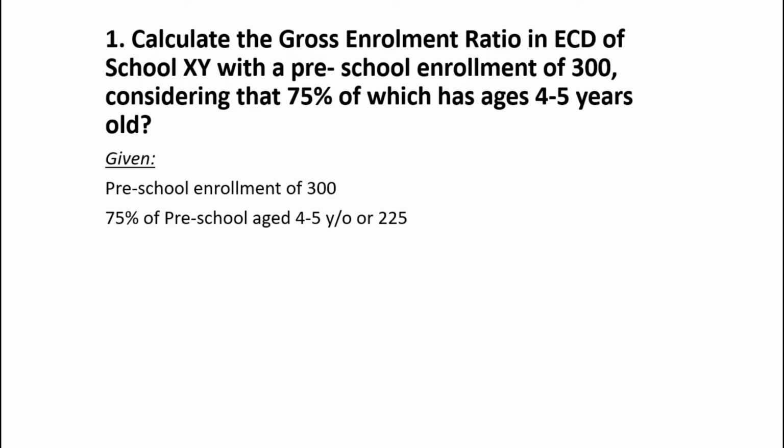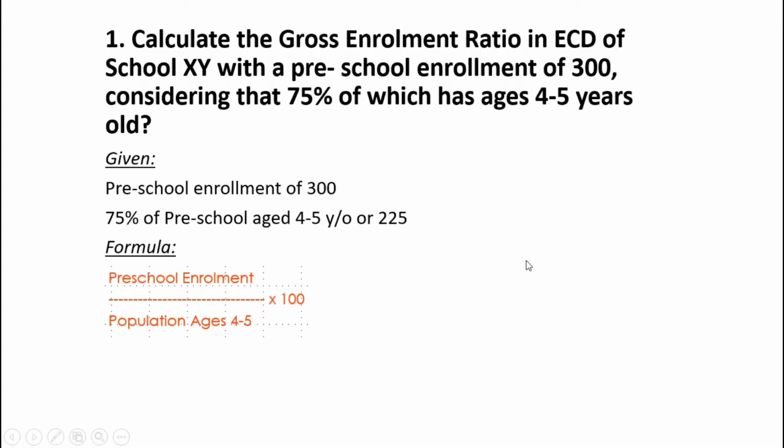Time is up po! So the given, of course, is the preschool enrollment is 300. And 75% of preschool age 4 to 5 years old or 225. Kasi po kinuha natin yung 75%, and 75% of 300 is 225. So that's the given. So what will be the formula? The formula is basically the preschool enrollment over the population ages 4 to 5 times 100. So the answer is 133.33%.